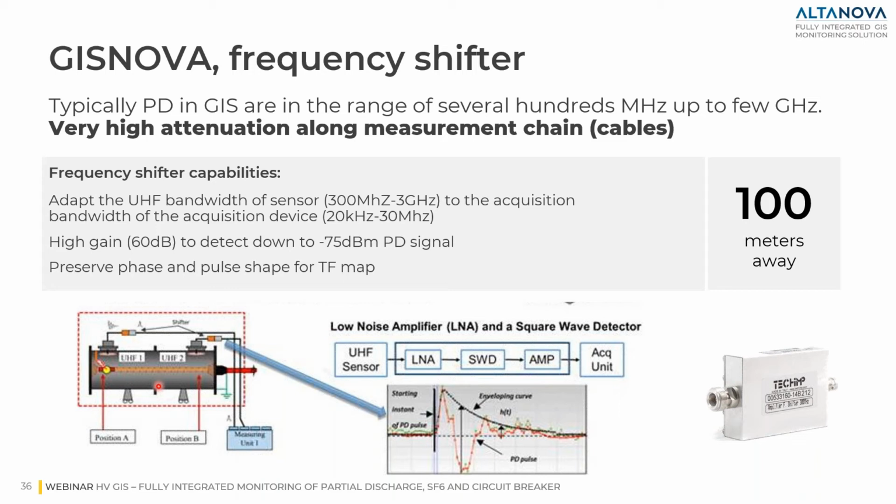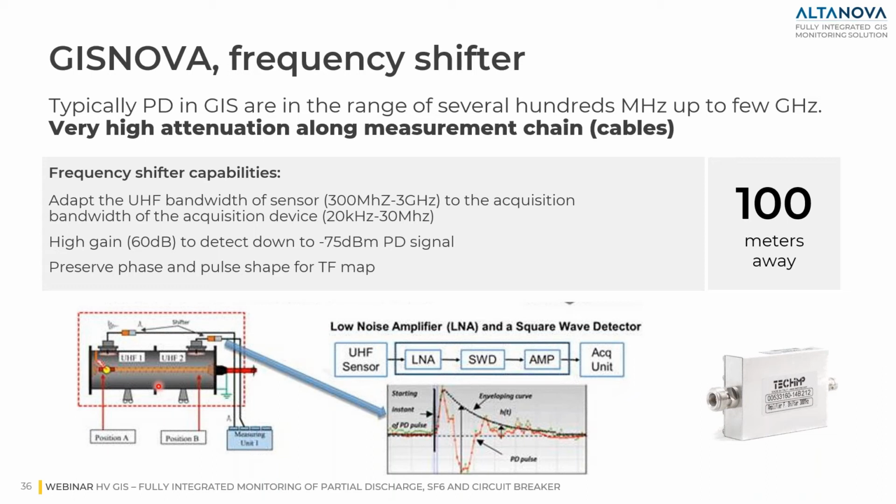With the gigahertz, we have a very high attenuation of the signal, a physical attenuation along the measurement chain. The frequency shifter is used to envelope the gigahertz fingerprint of the waveforms and shift the gigahertz frequency to a few tens, maximum a few tens of megahertz, keeping the pulse shape that can be used later on for the data processing.